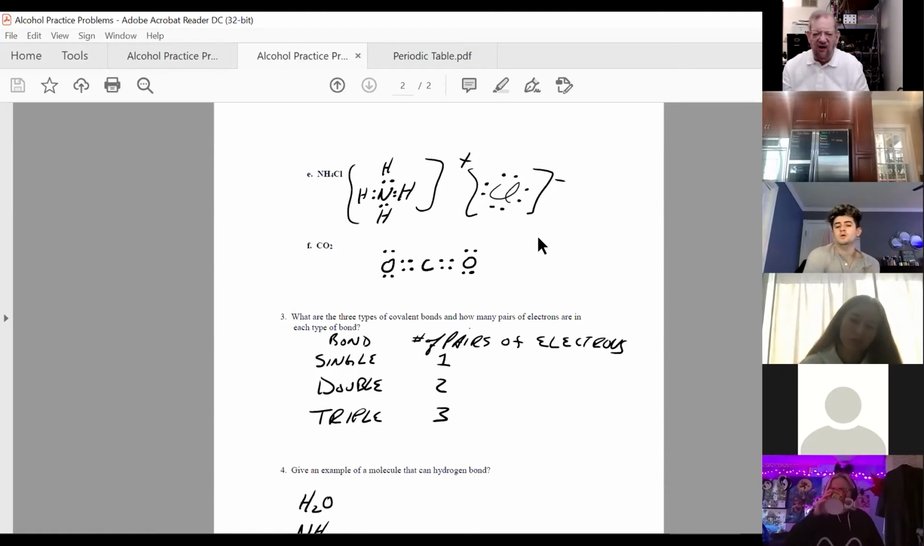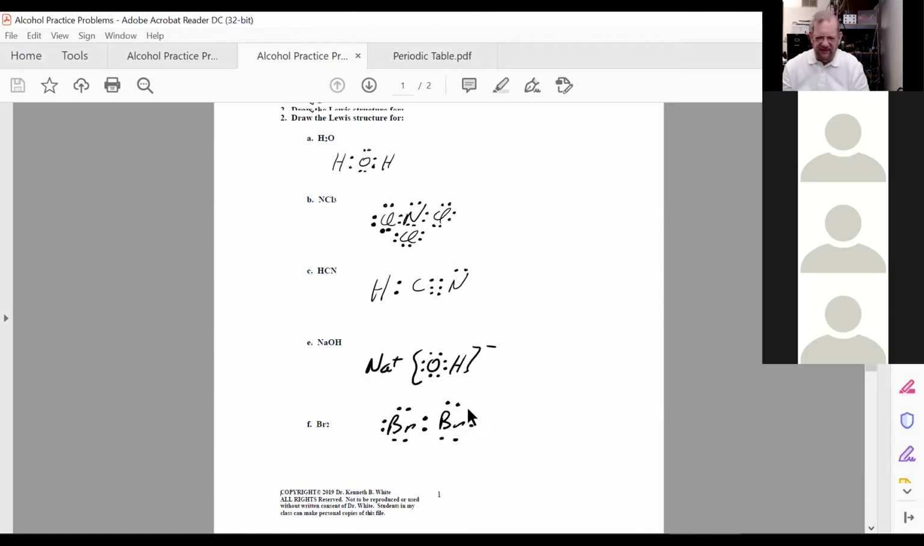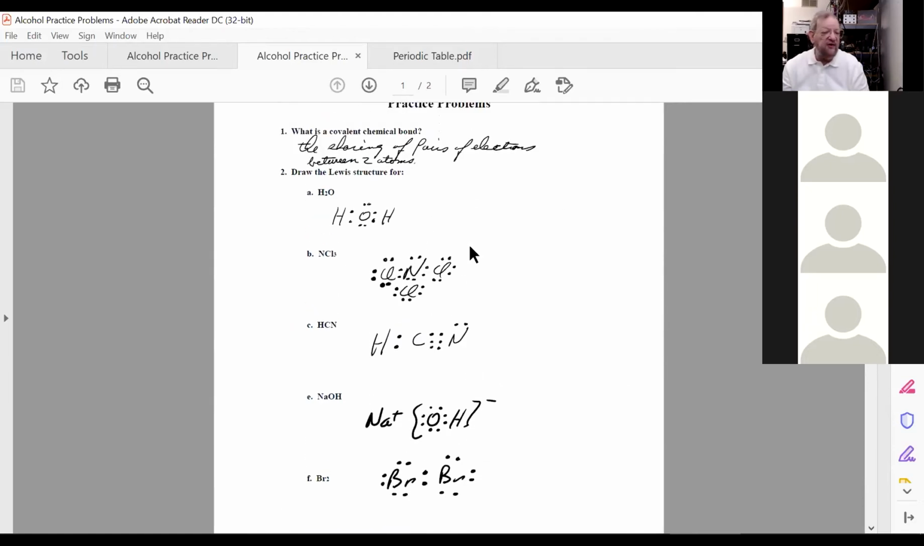And you should know that a single bond has one pair of electrons, double bond, two pairs of electrons, triple bond, three pairs of electrons. I'll say that again. Single bond, one pair of electrons, double bond, two pairs, triple bond, three pairs. So if we look up here, water, how do you do the valence electrons?